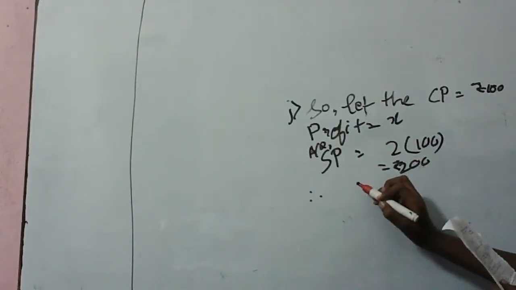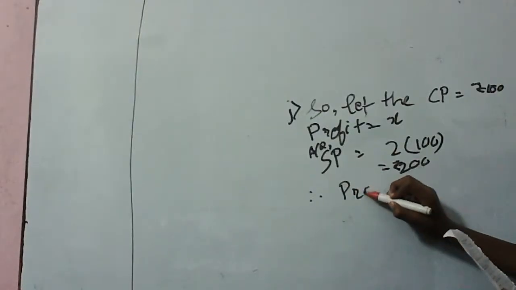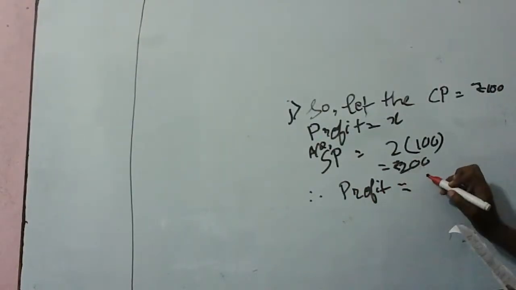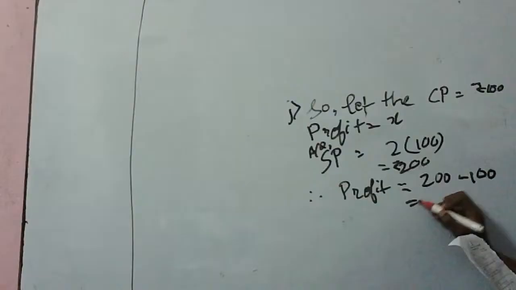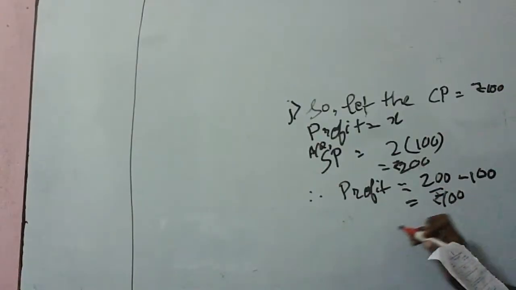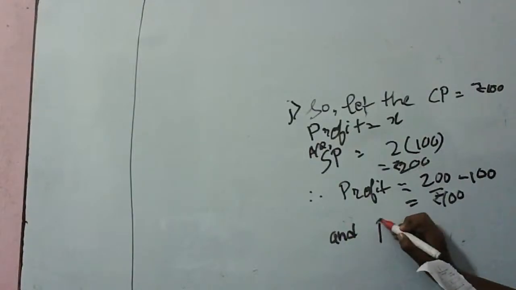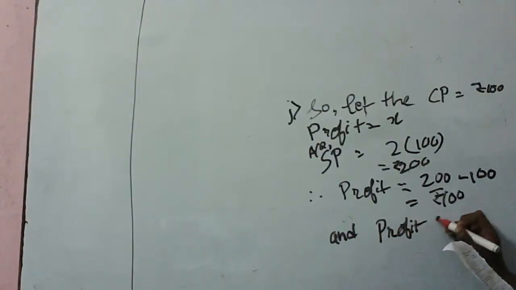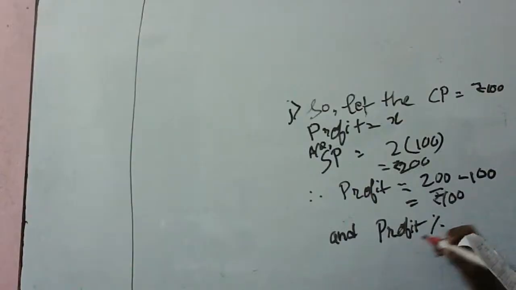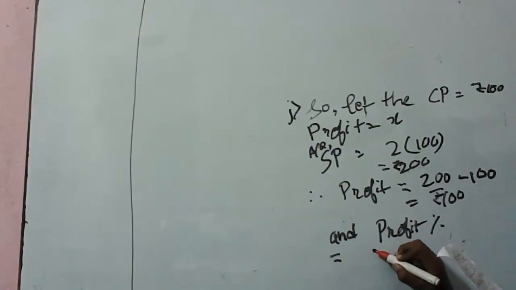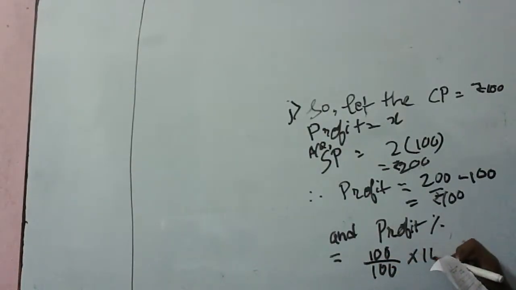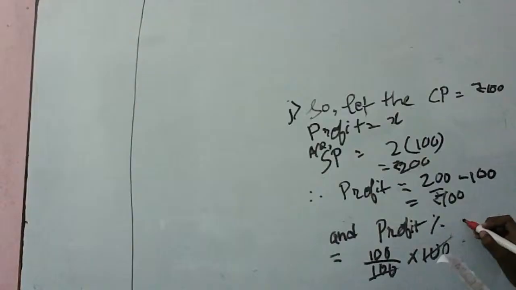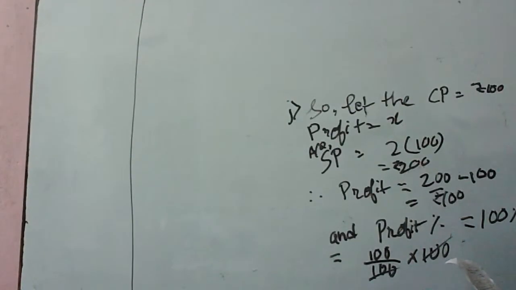Therefore, profit equals 200 minus 100, SP minus CP, equals 100 rupees, and profit percent equals 100 by 100 into 100 equals 100%. Answer.